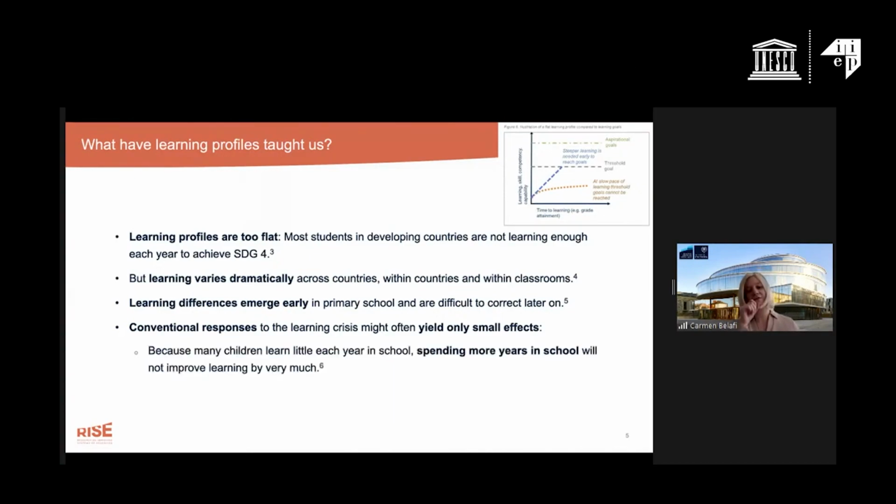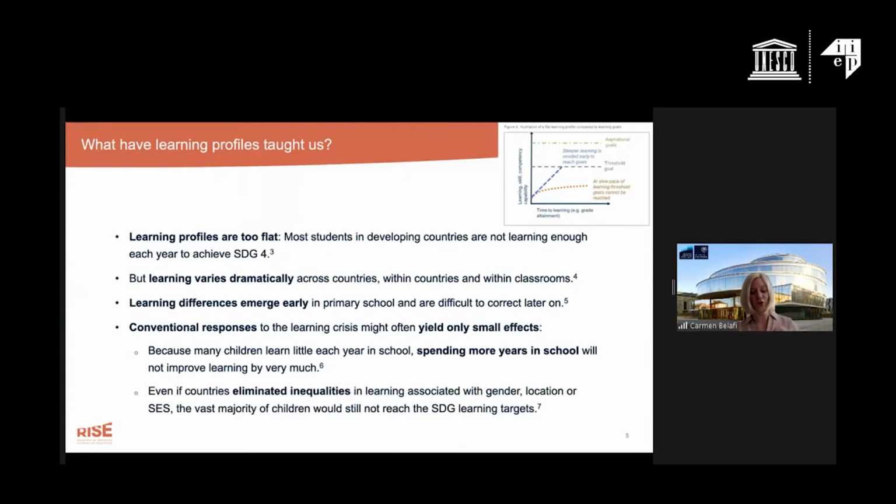Two examples for this. First is the idea that expanding access will improve learning. Now, this can be true in some contexts, but in many contexts where learning profiles are flat, because children learn so little with each year in school, spending more time in school will not improve learning by very much. And second is the idea that closing equity gaps within countries will improve learning. And again, that is true in some contexts and for some groups, but mostly learning levels are just too low overall, even for more advantaged groups within countries. So even if those inequalities were eliminated, still the vast majority of kids would not reach SDG 4.